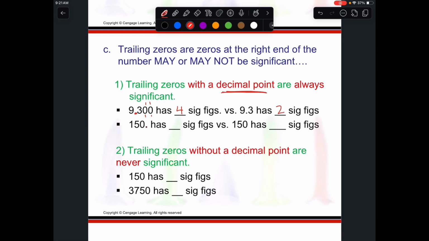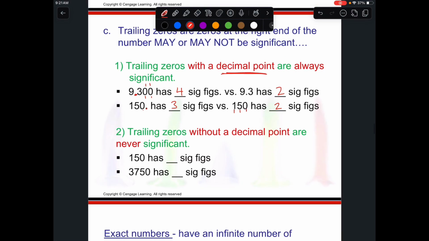Now 150 with a decimal point here makes this significant as well. So this has 3 sig figs compared to just 150. This is also a trailing zero without a decimal point, so it's only 2. So please look at the difference here. The decimal point, which you probably prior to this lesson did not realize was so important, really does have a big effect in precision. So here we go again, trailing zeros without a decimal point are not significant.